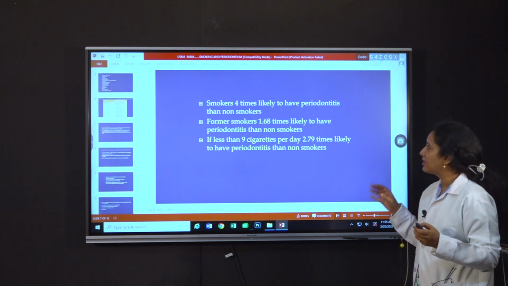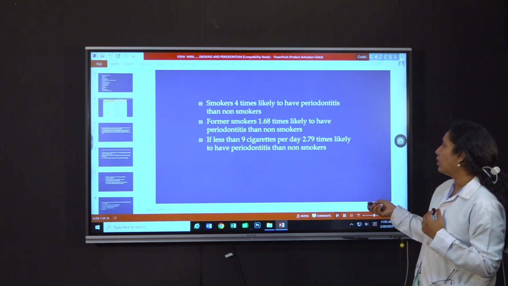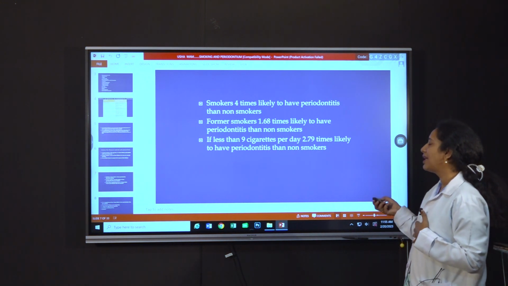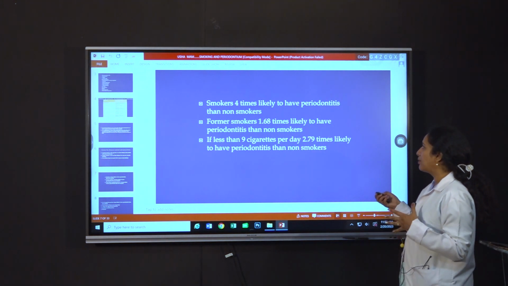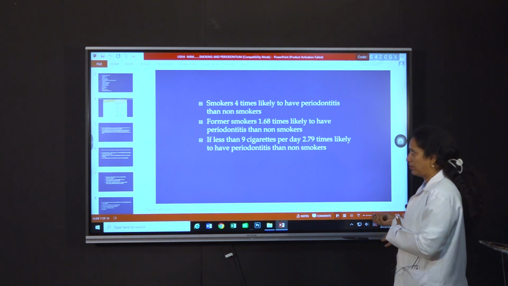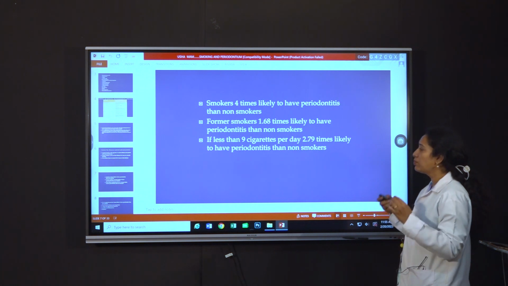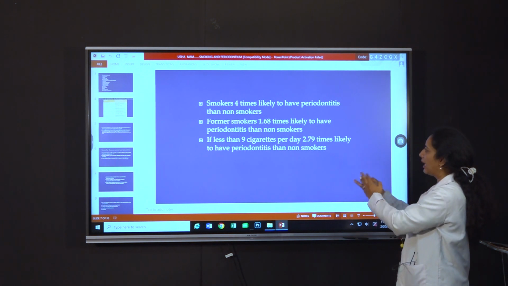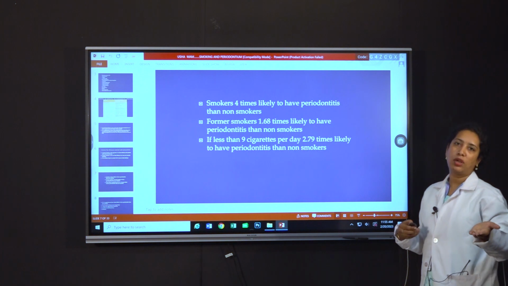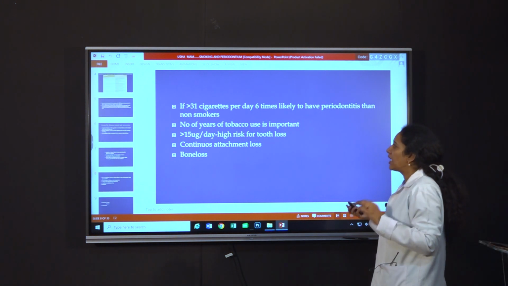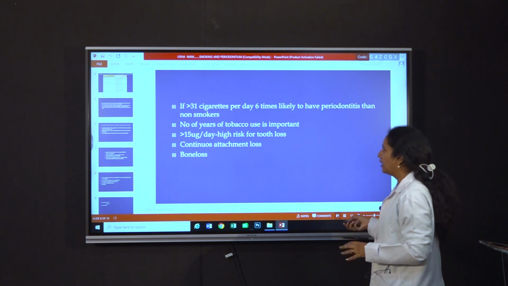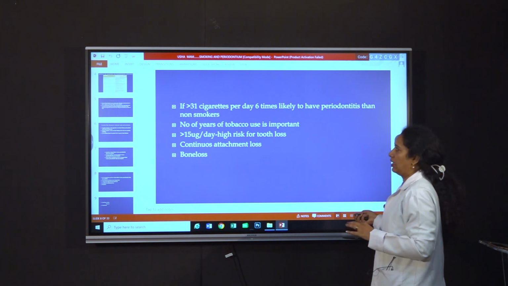And there is data showing smokers are 4 times more likely to have periodontitis than non-smokers. Former smokers are 1.68 times more likely to have periodontitis than non-smokers, whereas a person who smoked more than 9 cigarettes per day is likely to have more periodontitis compared to non-smokers. If it is greater than 31 cigarettes per day, they are 6 times more likely to have periodontitis.